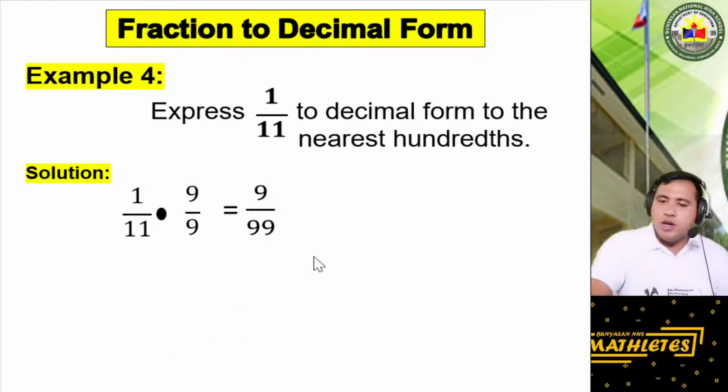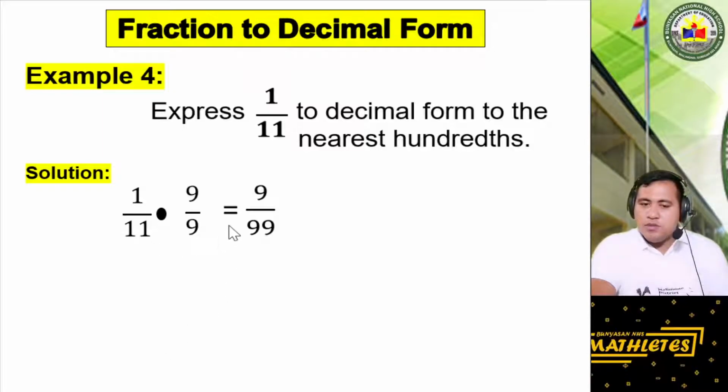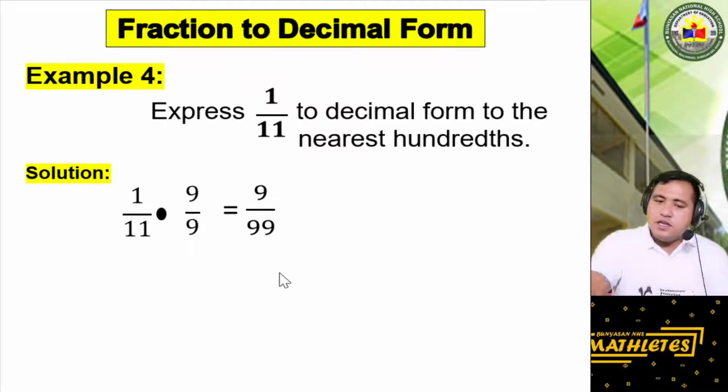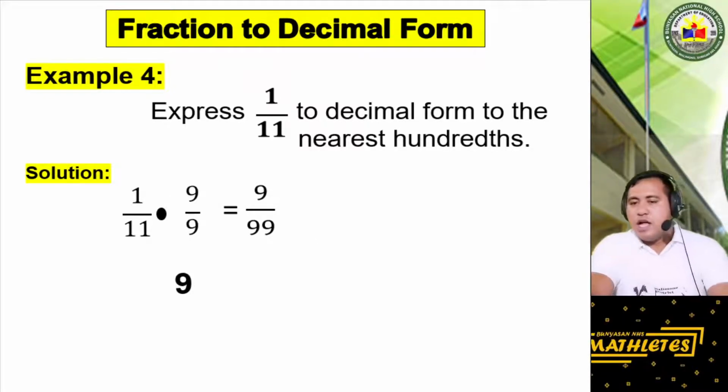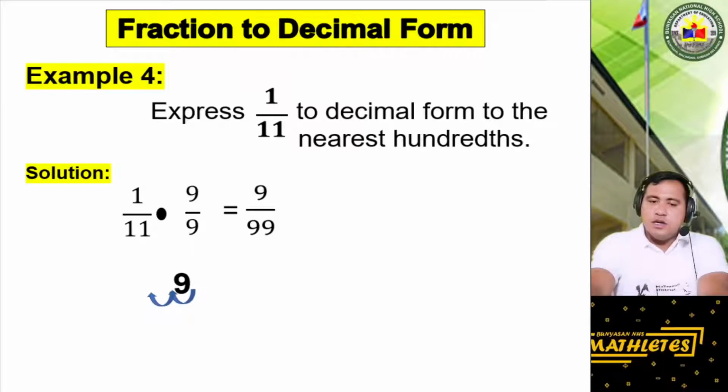So we'll multiply that by 9. 11 times 9 is 99. So we have 9 over 99. Now we still use 9. So 100 is near 100, and 100 has two 0s. So we will move 2 units to the left. We have 2, 1 and 2.